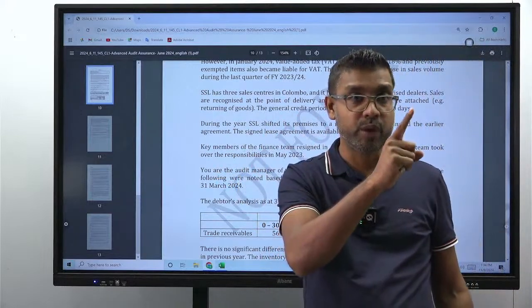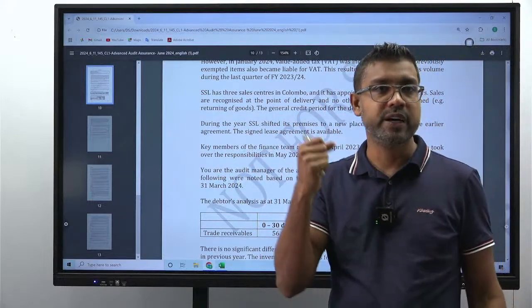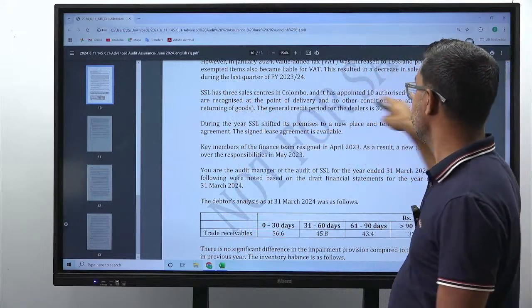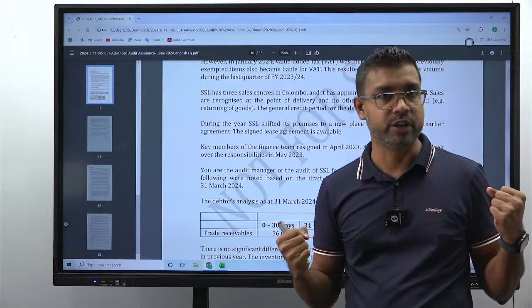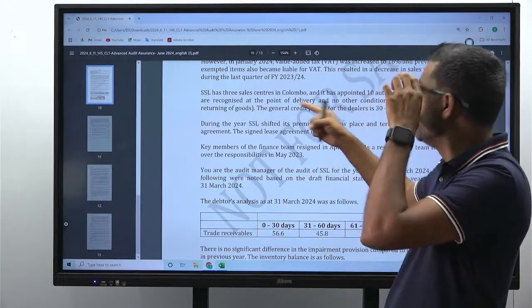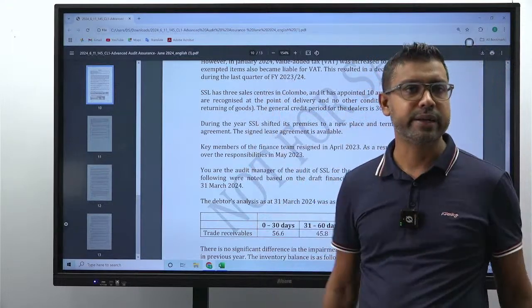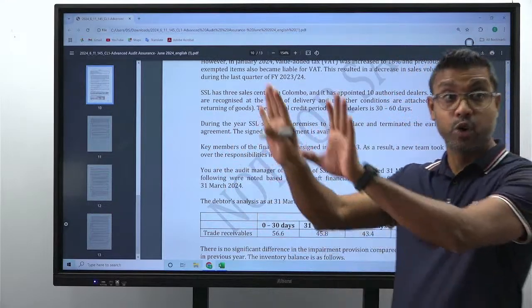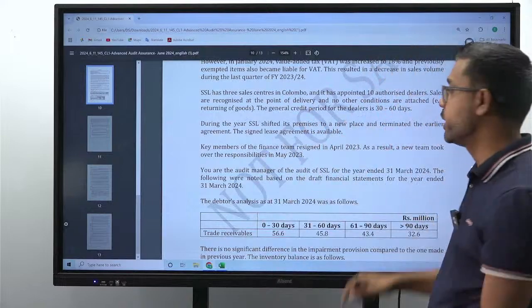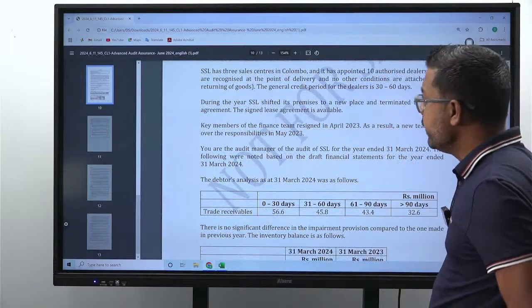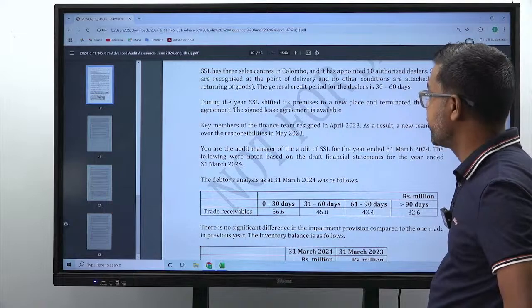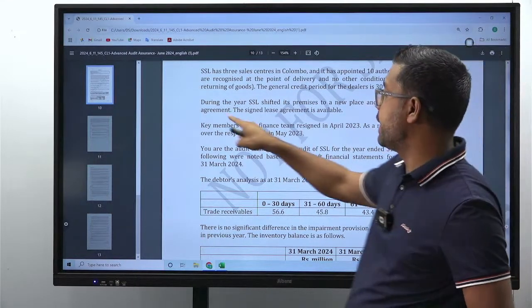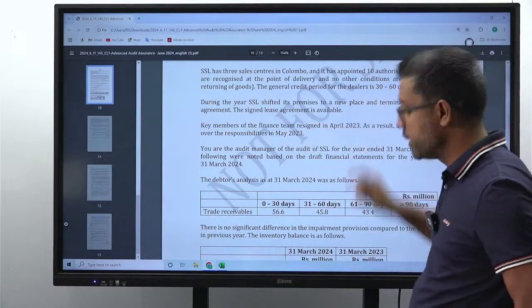If there is a policy to return the goods, if the items are not sold by the authorized dealers, you can't recognize revenue, right? But at the point of delivery, I believe you can recognize revenue because you have passed the risk and rewards and control over goods to the dealers because there is no return policy. During the year, SSL shifted the premises to a new place and terminated the earlier agreement. The signed lease agreement is available.